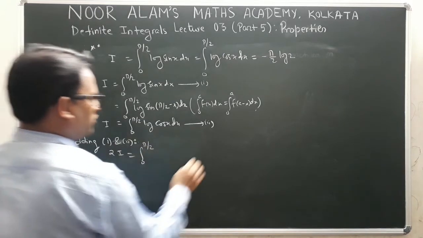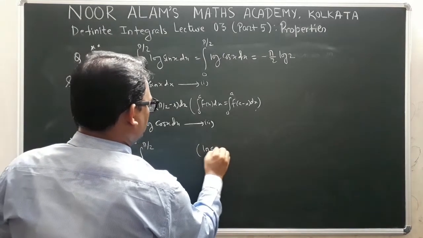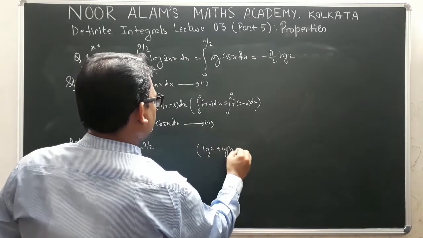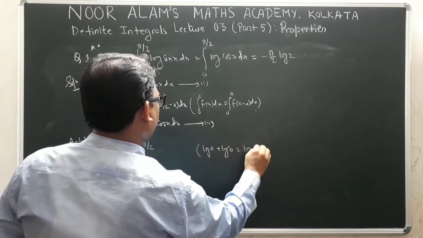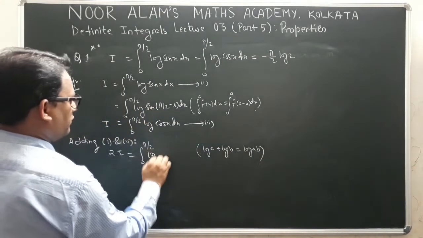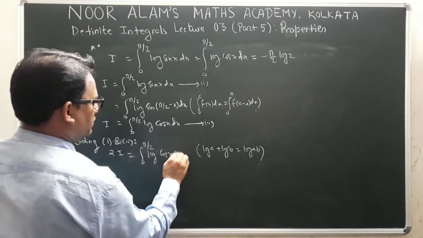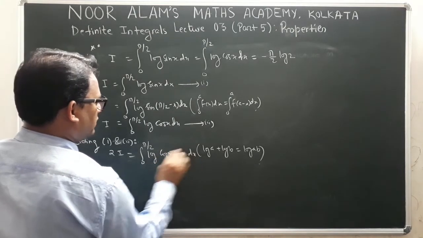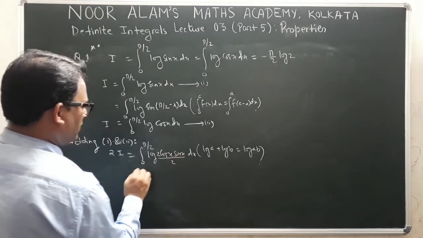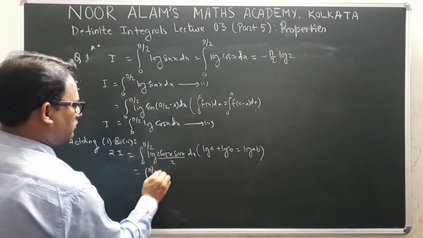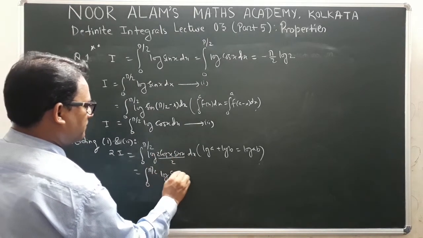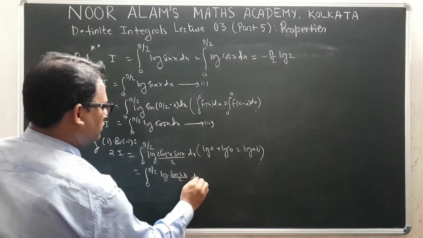We use here one property of log, that is log of a plus log of b. You know that it is log of a into b. So therefore we have log of cos x into sin x dx. If you multiply and divide by 2, what will happen? We get the integral from 0 to pi by 2 of log of sin 2x divided by 2 dx.